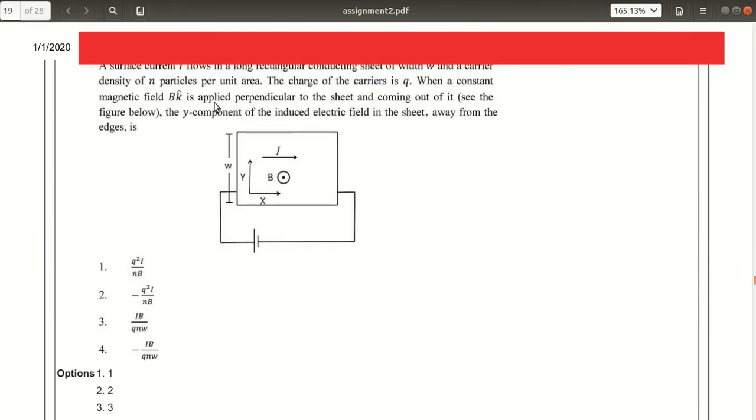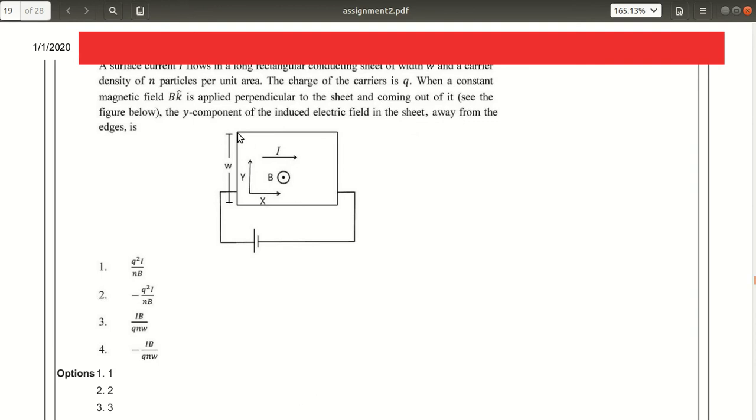A surface current I flows in a long rectangular conducting sheet with width W and a carrier density of n particles per unit area, and the charge of the carriers is Q. A constant magnetic field B k-cap is applied perpendicular to the sheet, coming out of it. See the figure below. So B is coming out of the figure. The y component of the induced electric field in the sheet, away from the edges, is.